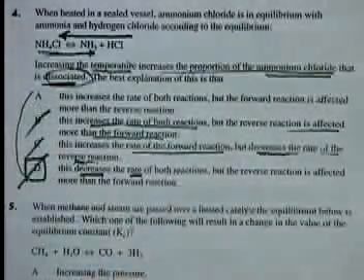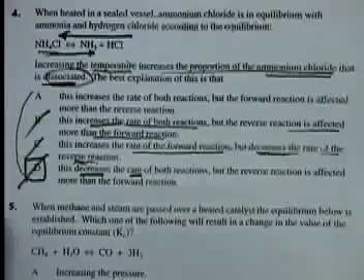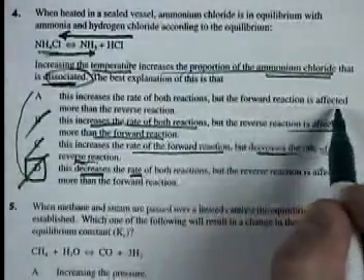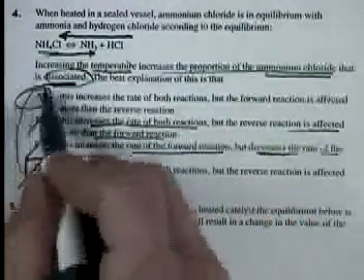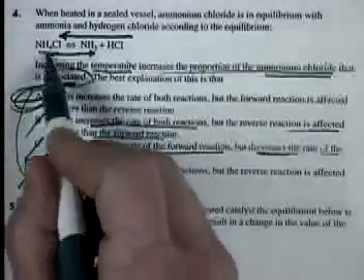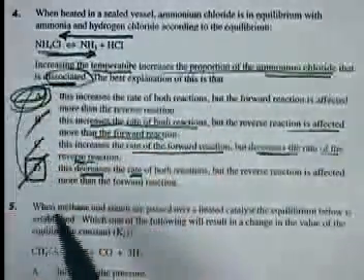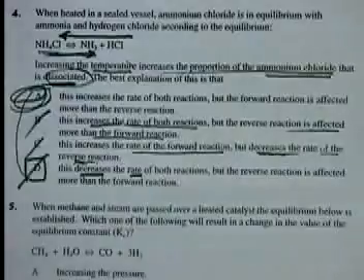And then letter A, this increases the rate of both reactions. We agree that that's true. But the forward reaction is affected more than the reverse reaction. Best choice right there, because the forward reaction is the one that's going to make the dissociation of NH4Cl more possible. Let's go on to the next question.